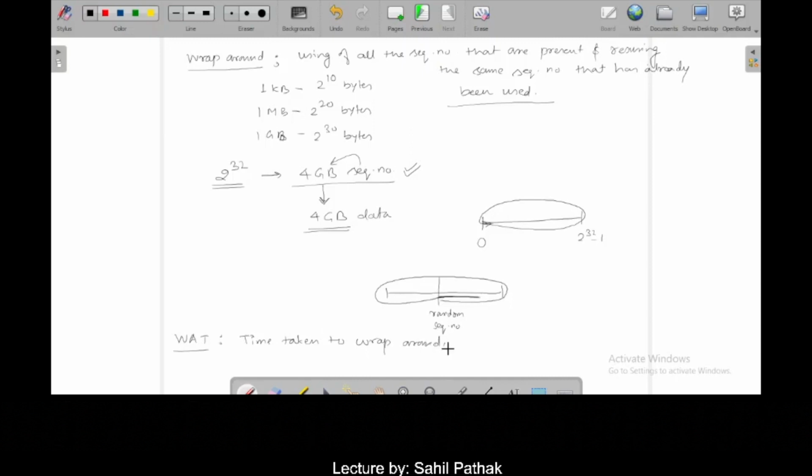That is, after how much time you have to use the same sequence number. Okay. Now wraparound time depends on bandwidth.